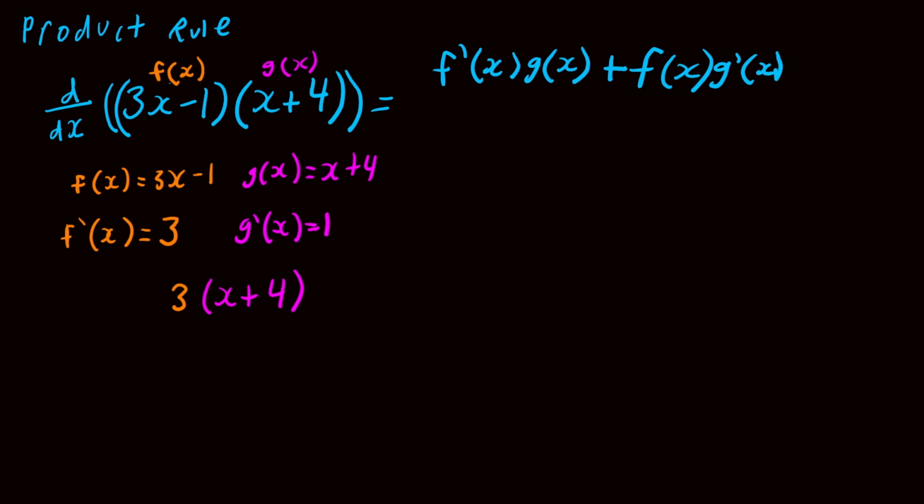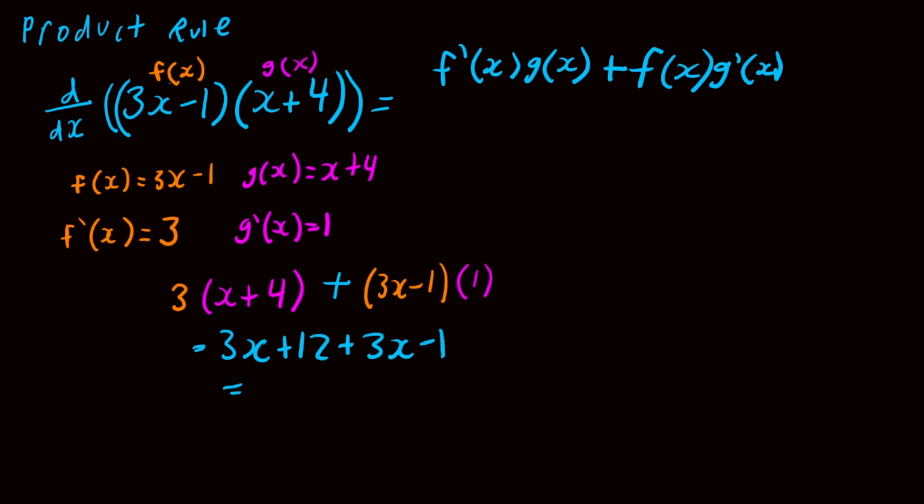So f prime of x is 3, and then g of x is x plus 4. Sorry, I know this is really colorful. It shouldn't be, but just to kind of match everything up properly. So f of x is 3x minus 1. And then lastly, g prime of x is 1. I don't need to write it, but I'll just write it. And then we'll get our answer to be 3x plus 12 plus 3x minus 1, which equals 6x plus 11. So that's the derivative. So this is my answer right here.